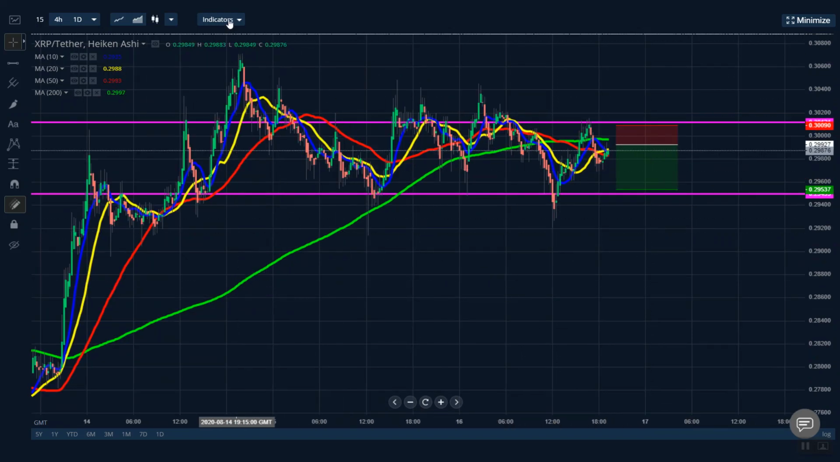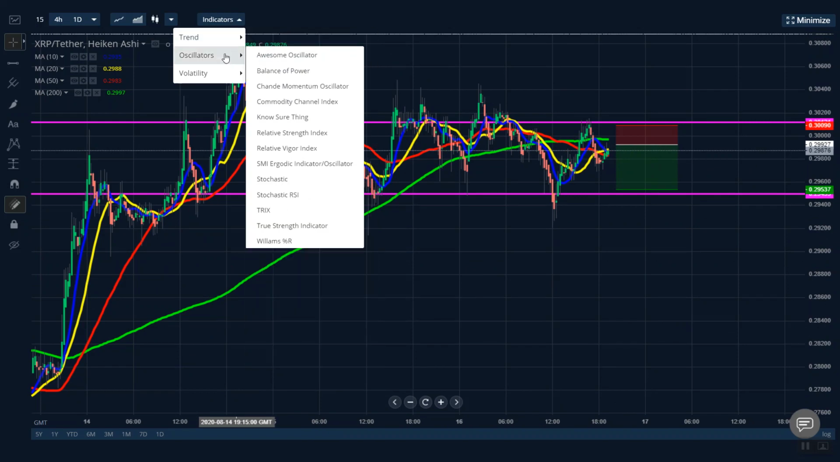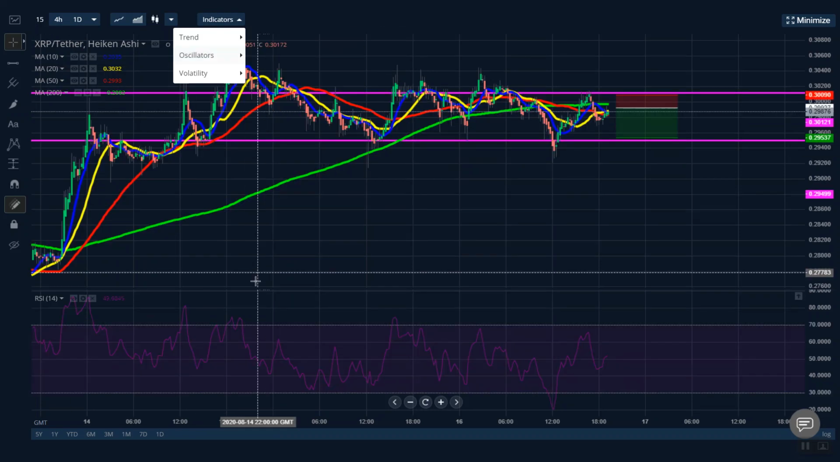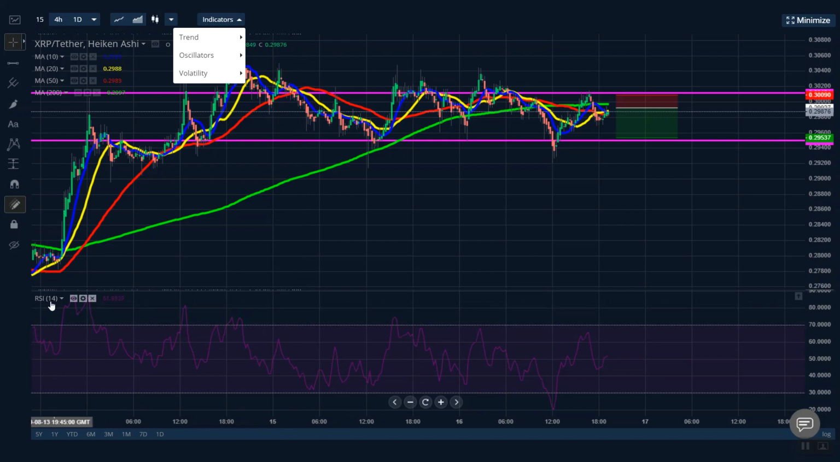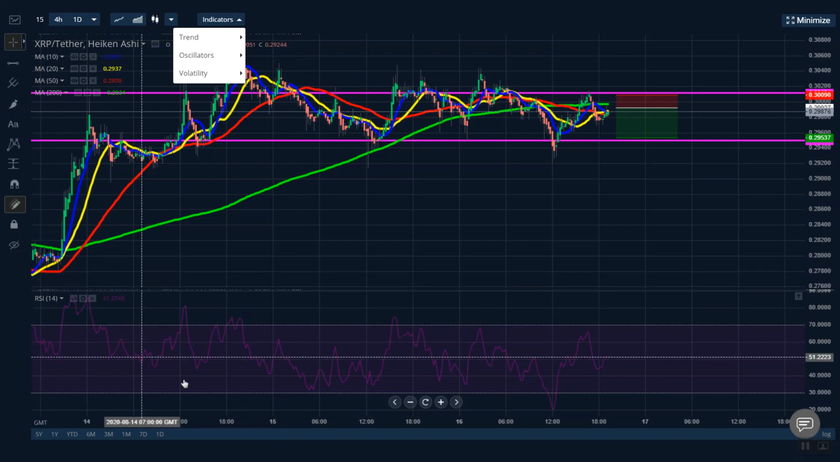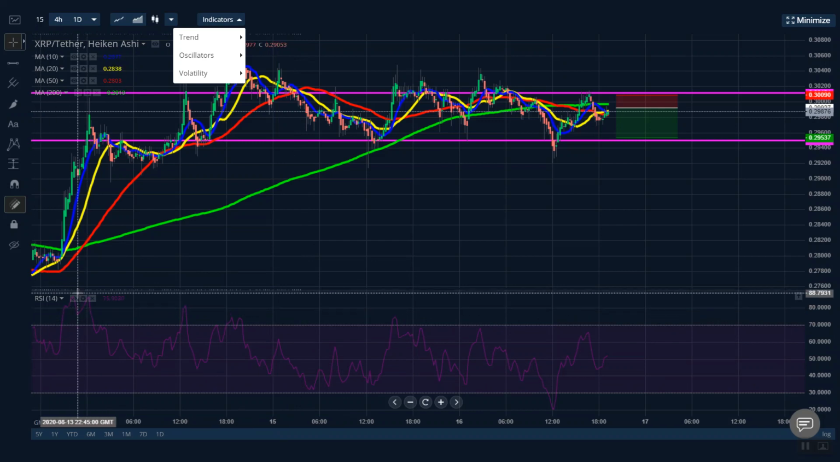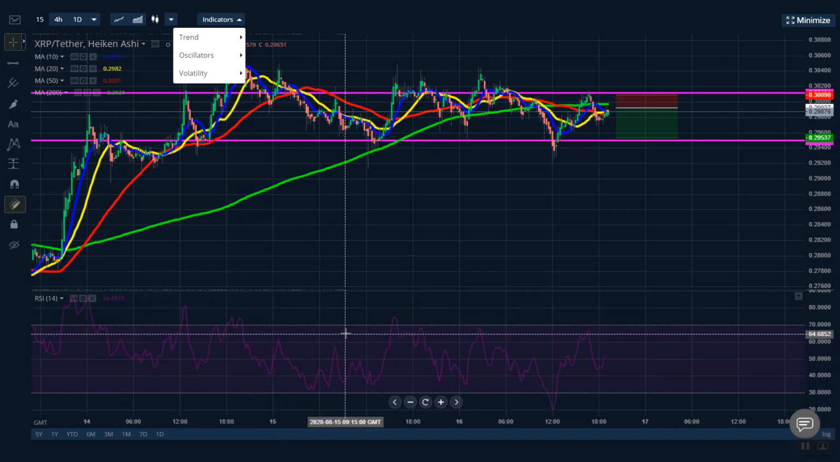Another thing we can add to our chart is the indicators. They're called oscillators, and the relative strength index. So down here, they're set at 14 RSI. I don't know why. It's just like a bog standard setting. I don't know anyone who changes that 14. I don't think there's a need to.